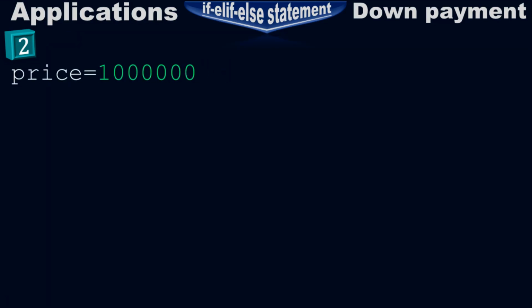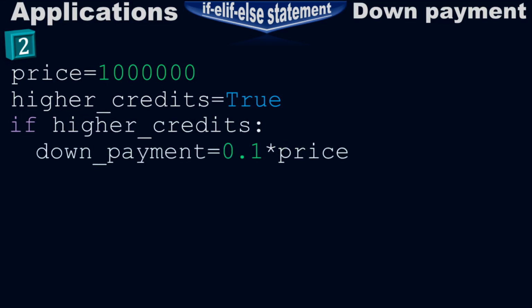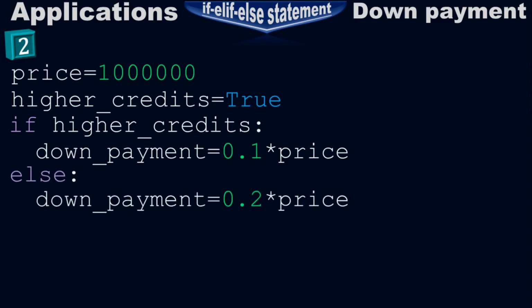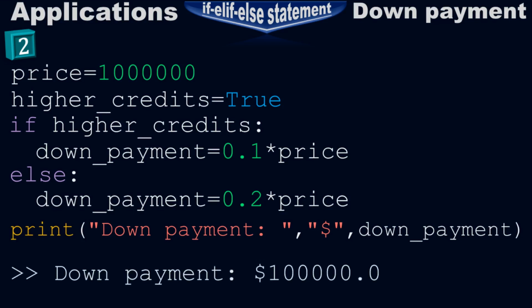The price of the Lamborghini is $1 million and high credits equals true. If high credits, then down payment equals 0.1 times price. Else, down payment equals 0.2 times price. Print of down payment colon inside the double quotes, and then comma, and then dollar sign inside the double quotes, comma, down payment. When you run it, you will get down payment $100,000.